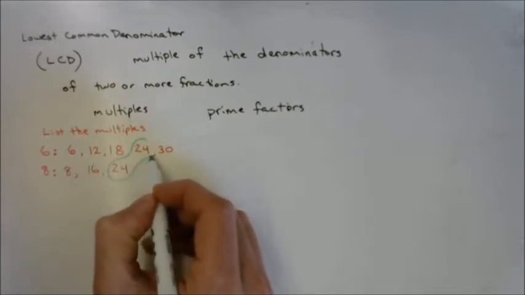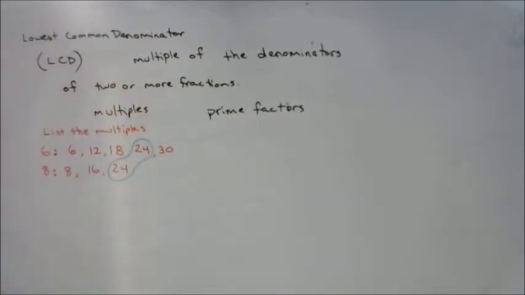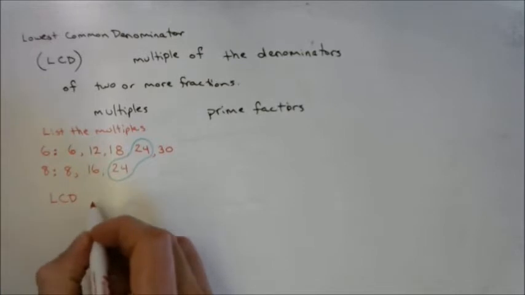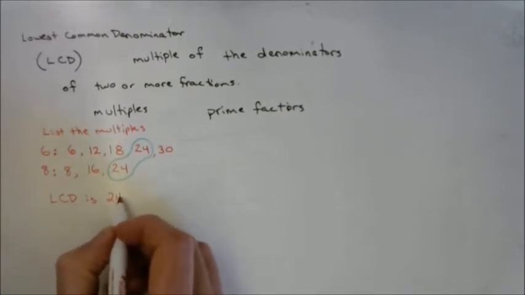We want the lowest common multiple. If you can do it in your head, that's great. Don't do this step. Okay? So, the lowest LCD is 24.